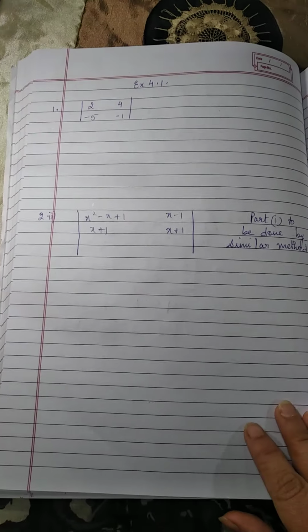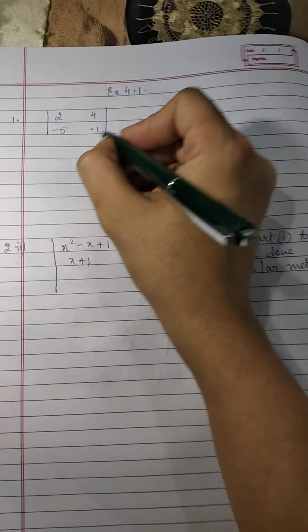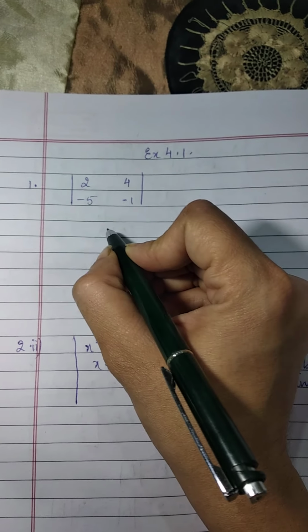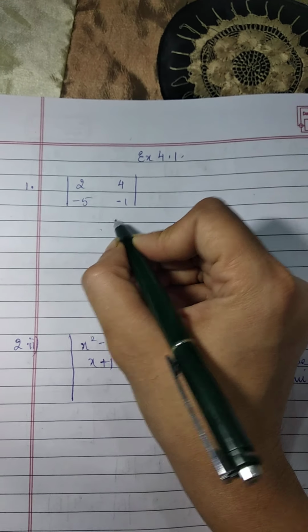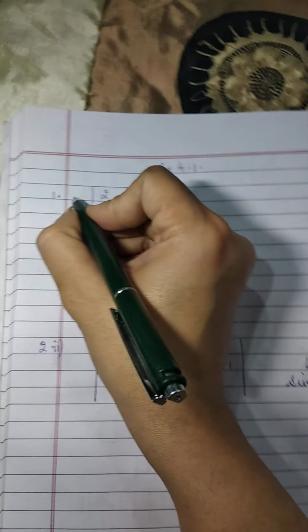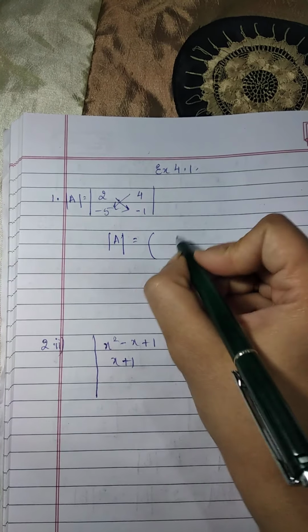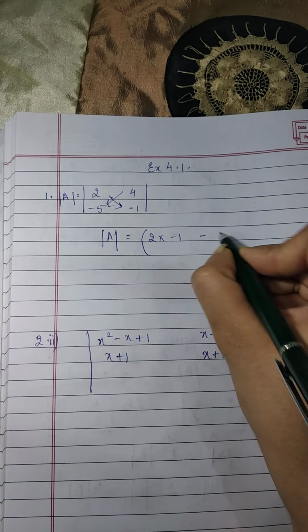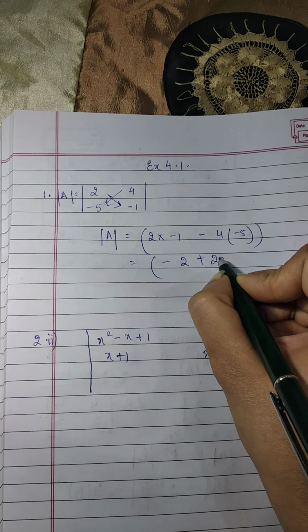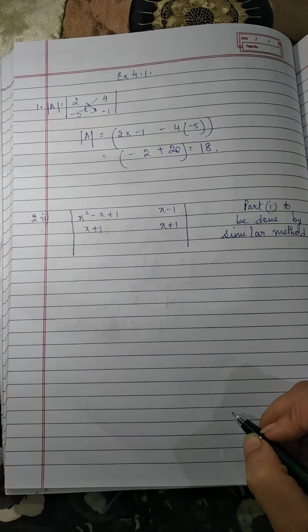Now let's start with exercise 4.1. So simply we have to find out the determinant in exercise 4.1. It's a 2 by 2 matrix whose determinant has to be found out. So simply cross multiply and subtract. So determinant, let us assume this as A. Determinant of A is equal to 2 into minus 1 minus 4 into minus 5. So that's minus 2 plus 20, which is 18. This is how we find out the determinant.